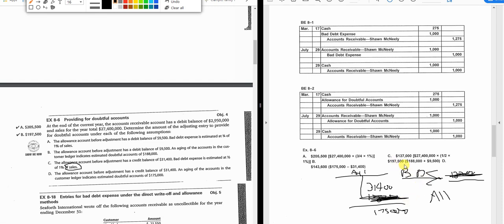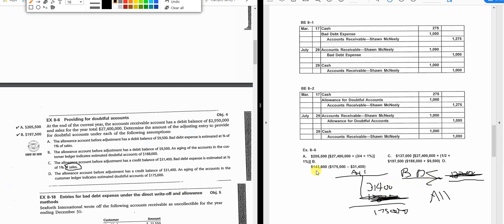So some books call it the income statement method. When I look at accounts receivable, I'm figuring out how much needs to go in the allowance, because one is an asset, one's a contra asset. Some books call it the balance sheet method. So now I care about the balance, so I want it to be 175,000. I've already got 31,400 in it, so 175,000 minus 31,400 means I put 143,600 in the allowance.